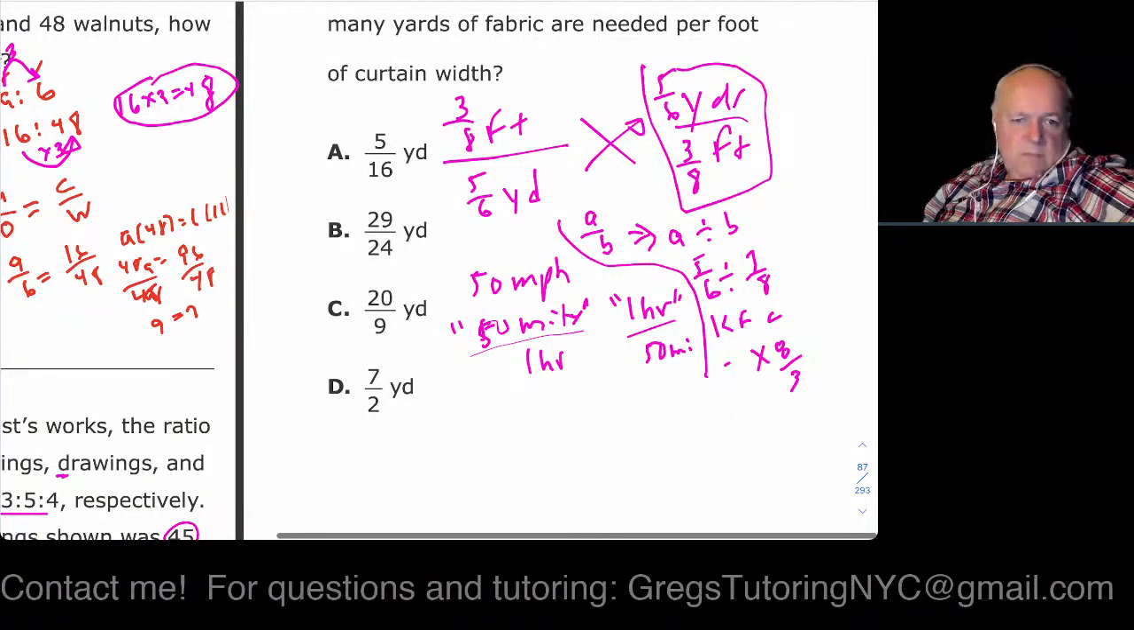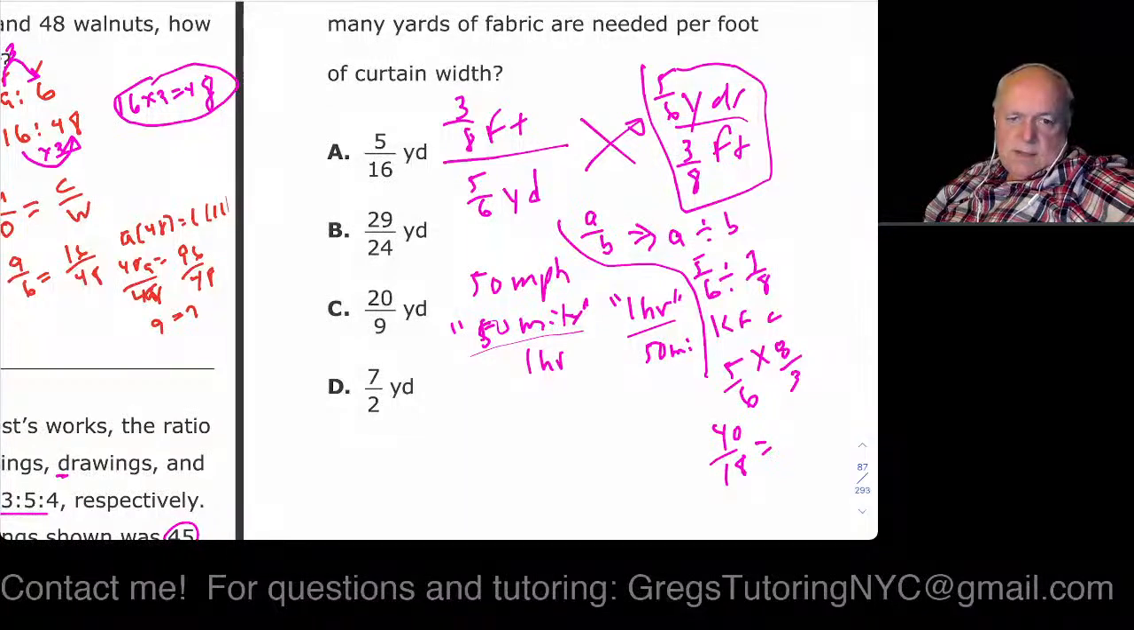Okay, so that's 5/6 times 8/3. We get 40 over 18. And if we divide by 2, we get 20 over 9. Interestingly, the instructions say to simplify everything, but they are not giving that choice here. So the answer for this would end up being C.